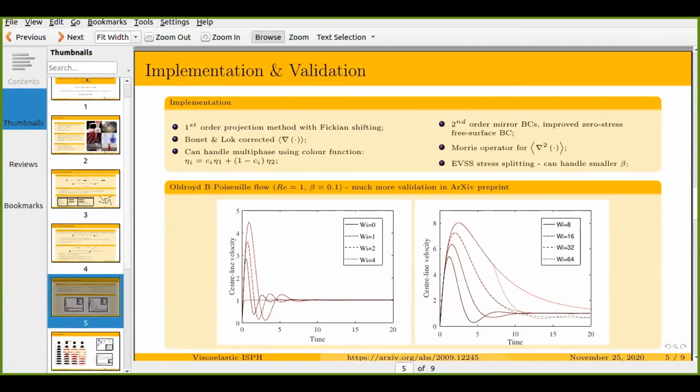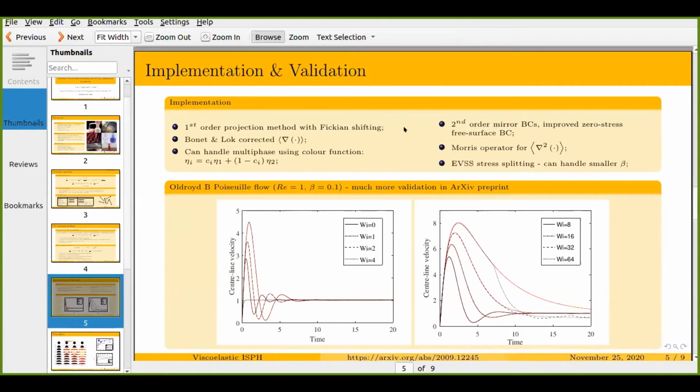So we've implemented this method in what I would say is a fairly standard incompressible SPH code. So first order projection method with Fickian shifting, second order mirror boundary conditions, and we've included an improved free surface boundary condition for the stress for low Reynolds number flows. We use first order correction for gradients. We have a color function, so we can handle multi-phase flows if we want.